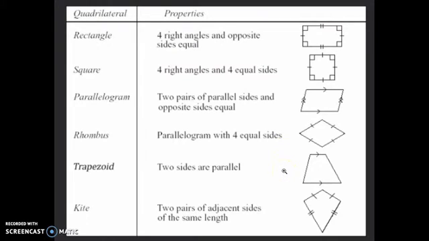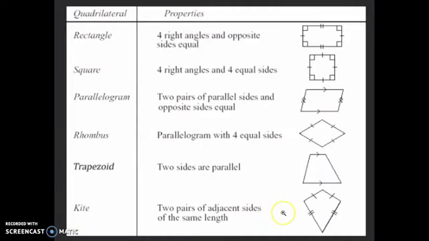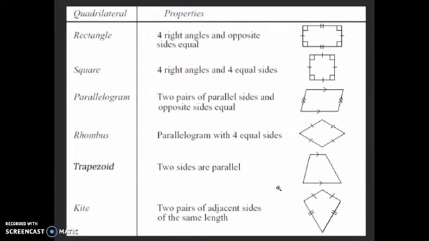To be a trapezoid, a shape needs to have one set of parallel sides, so two sides have to be parallel to each other. To be a kite, a shape needs to have sides that are next to each other be the same length. So these two sides are the same length, and these two sides are the same length. All of these quadrilaterals can be placed within a hierarchy of shapes based on their properties. However, all of them are quadrilaterals.